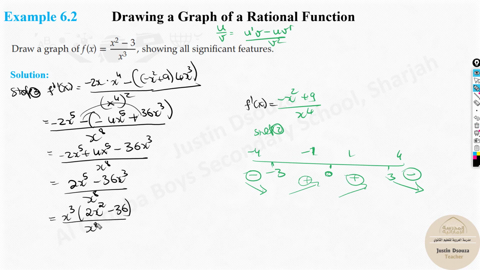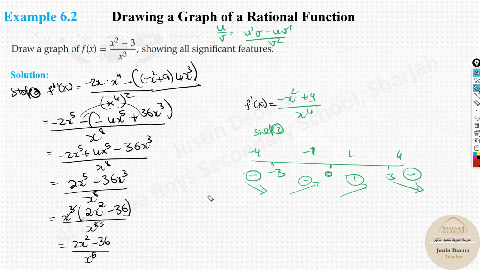Now you can cancel this. It will be 8 minus 3, that's 5. So you will have in the numerator 2x squared minus 36, divided by x to the power 5. Now this is the simplified version for the second derivative. Now once we have done this, we need to equate the numerator separately to 0. I'll just do it over here.